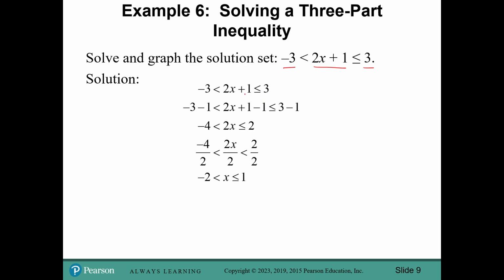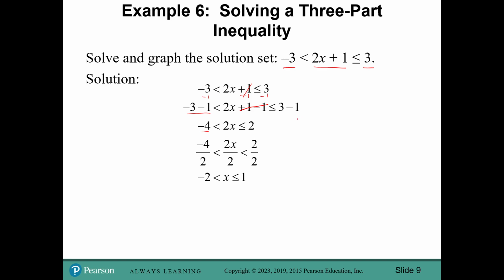So here, first step, I've got my equation here. I want to get my x by itself here in the middle. I'm going to subtract 1 from both sides. Technically all three pieces, right? So negative 3 minus 1 is negative 4. 2x plus 1 minus 1, that's going to cancel itself out, just like it cancels here. 3 minus 1.